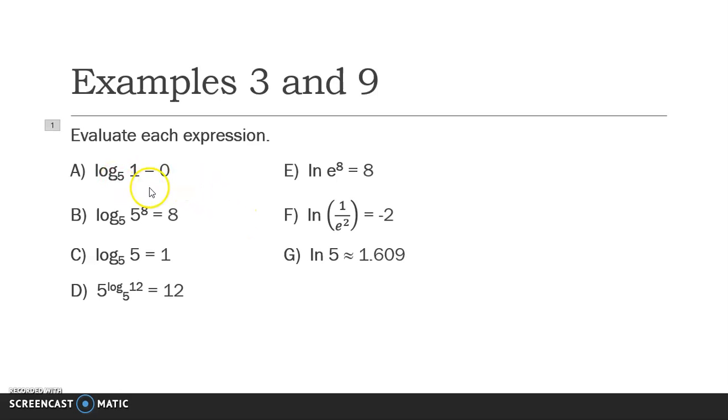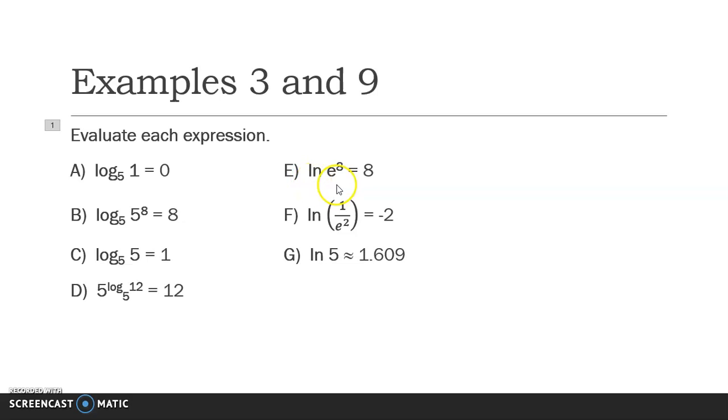So 5 to what power is 1? Well, that's the 0 power. That's one of our properties. Remember, these two 5s will cancel each other out, so the answer is 8. 5 to the first power is 5, so that's how that one works. Remember, the 5 and the log base 5 cancel each other out, so the answer is just 12. By the way, all of this is in the exponent.